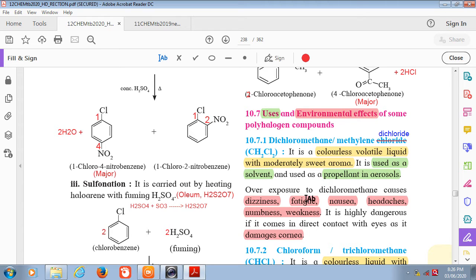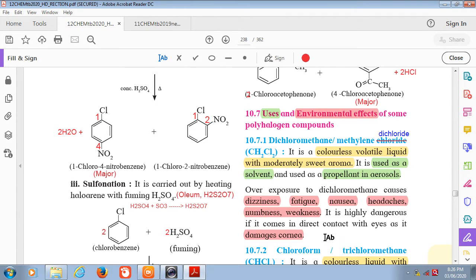Then there are some side effects. Dizziness, means in Marathi chakkar yene, fatigue means thakwa, nausea means मळमळ, headache means डोकेदुखी, numbness means सुन्नपणा, and weakness means अशक्तपणा. It is highly dangerous if it comes in direct contact with eyes. If it comes in contact with eyes, it causes danger or damages the cornea.